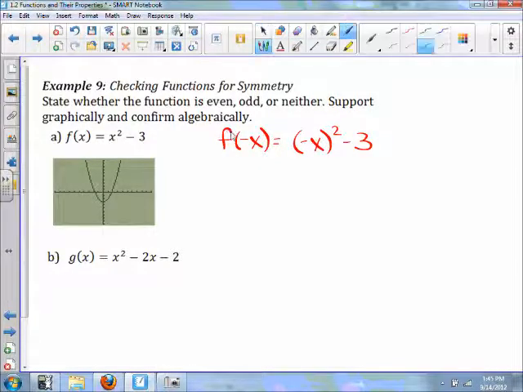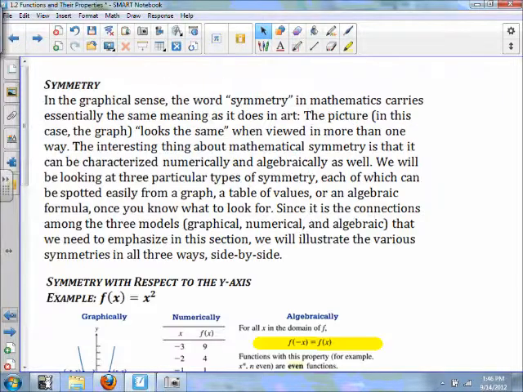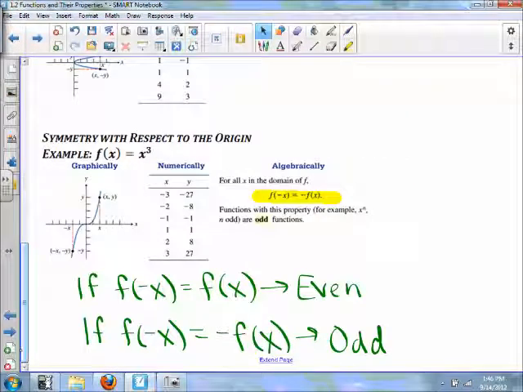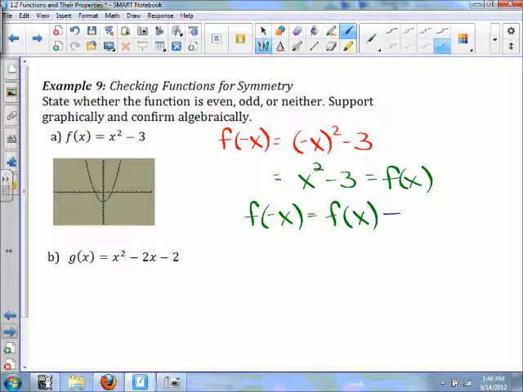Well, when you square a negative number, you're going to get a positive number. So this just says then that f of -x equals f of x. And from our summary before, if f of -x equals f of x, that tells me it's even. This one here will be an even function.